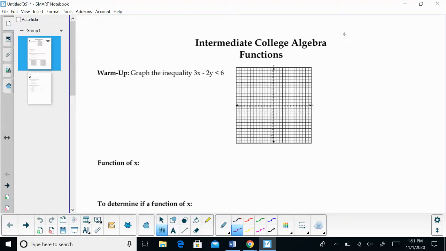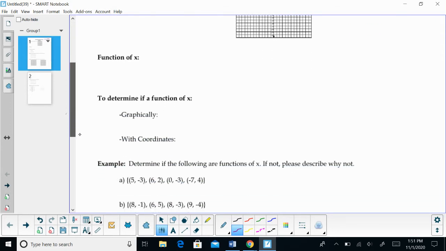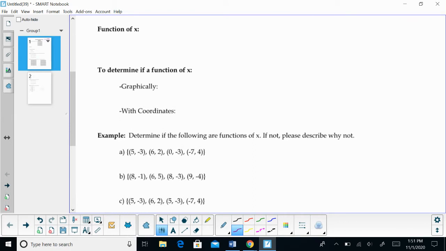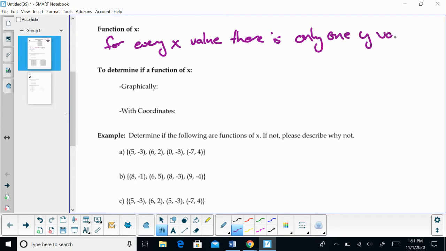All right, this is lesson 4.2, functions. So the first thing we're going to talk about is what a function of x is. A function of x is basically the statement for every x value, there is only one y value. We call this a one-to-one function.